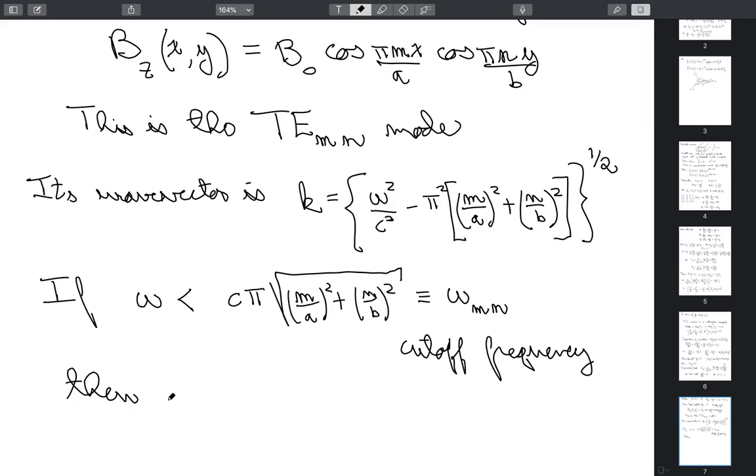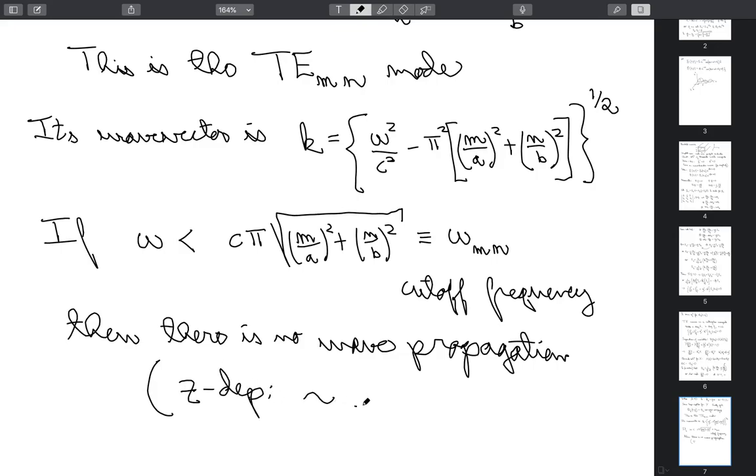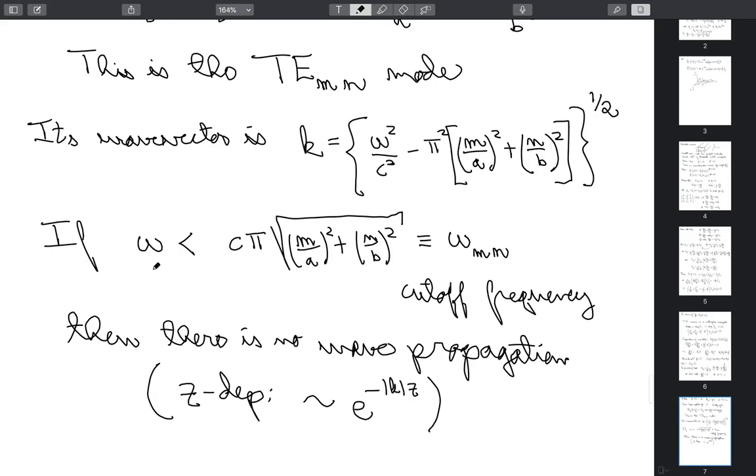Then there is no wave propagation, so the z dependence is like e to the minus some modulus of kz. Okay, so this cutoff frequency is really something cool, because you have absolutely no propagation for waves below that. For waves above that, you can get these really nice oscillatory modes that can actually propagate.